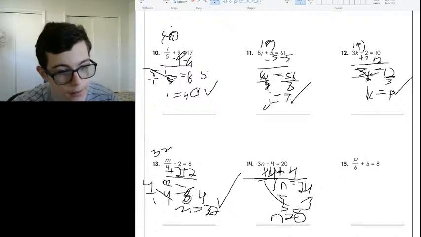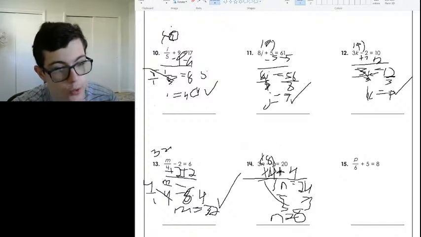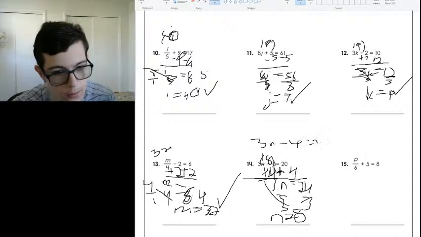Doing our check. We'll get 3 times 8, which is 24. 24 minus 4 equals 20. I'll rewrite the original equation up here. It's a little blurry down there.